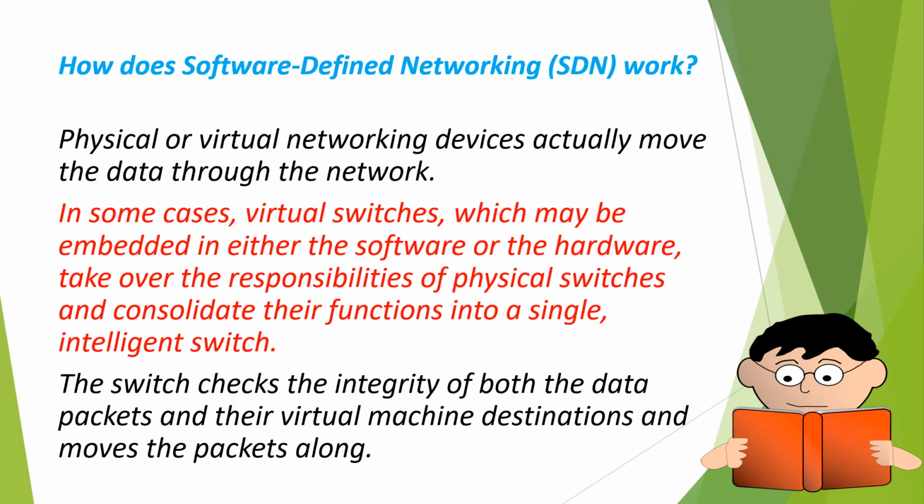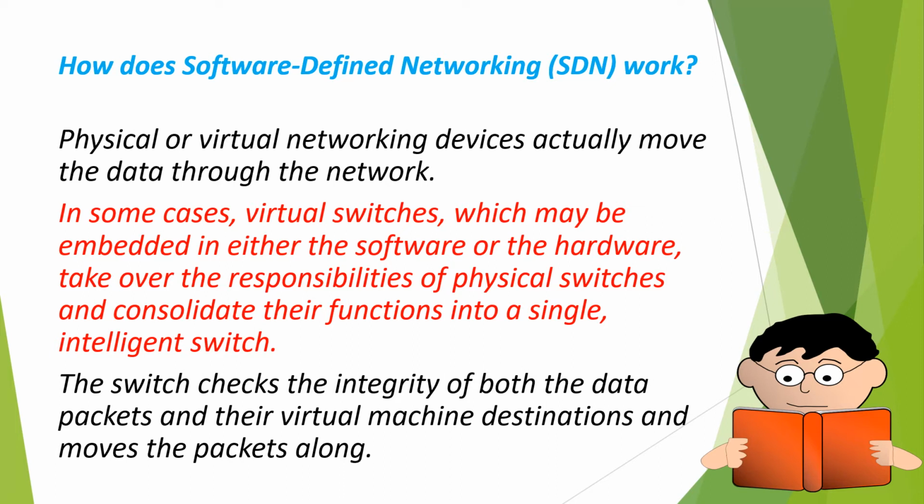Now physical or virtual networking devices will be actually moving data through the network, right? Because if the data transfer needs to be done at some physical level, there should be devices present, right? Not everything could be virtual, so at least there should be some physical layer. Now in some cases there could be virtual switches. Those could be part of the software, or those could be hardware, and those can take responsibilities of the physical switches. Those virtual switches can consolidate the functions into a single intelligent switch.